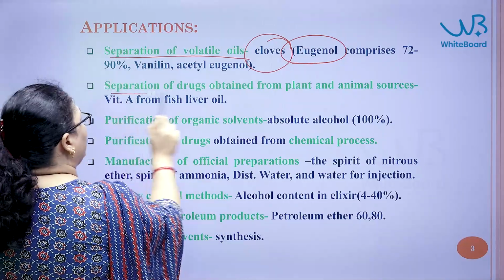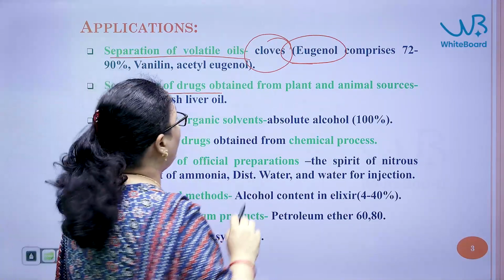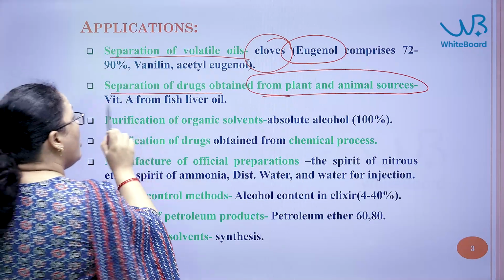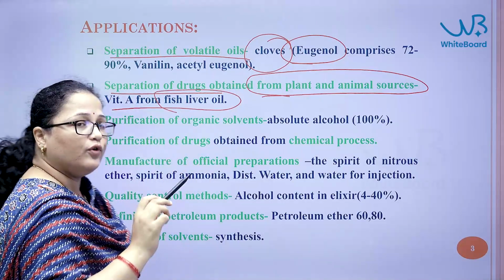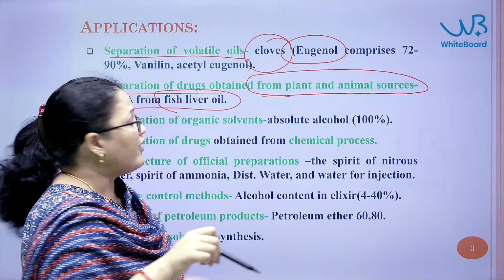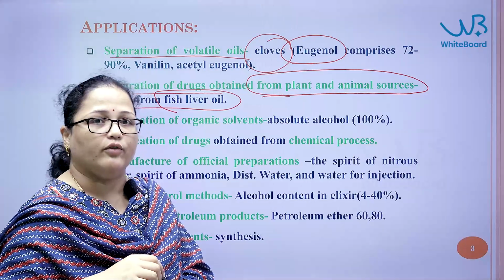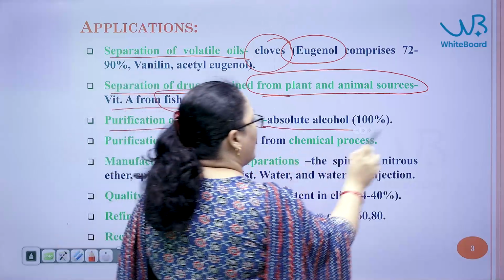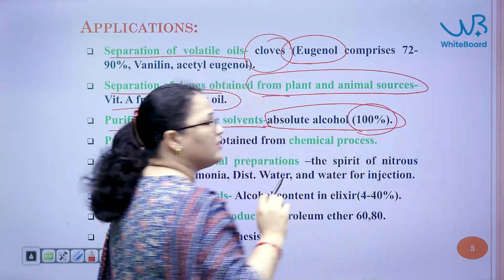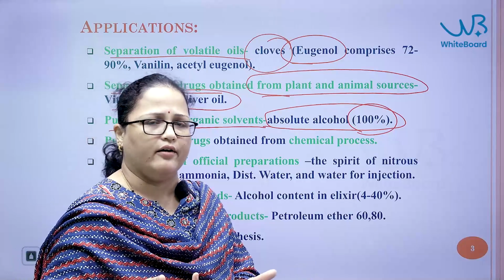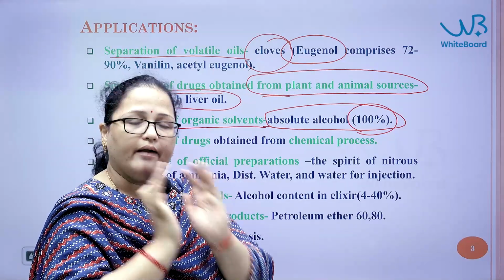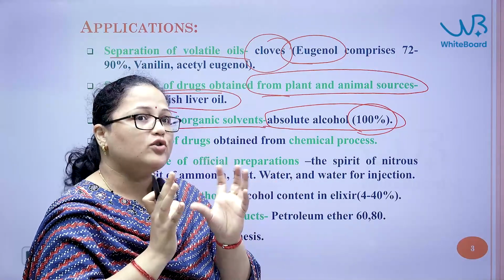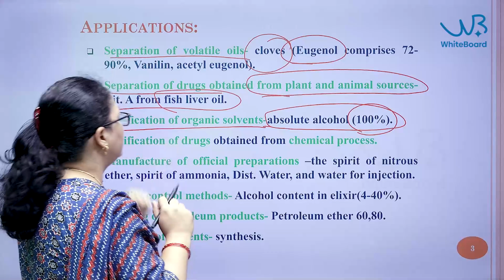Now coming to the second application, separation of drugs, okay, obtained from the plant and animal sources. For example, here they have given vitamin A from the fish liver oil. If you want to extract the vitamin A from the animal source, they are extracting it here from fish liver oil. Next, purification of the organic solvent such as absolute alcohol. Coming to the alcohol you will get 95%, but if you want to obtain 100% absolute alcohol, so in the purification process, apart from the separation, it also gives the pure compounds. So that is the third application.